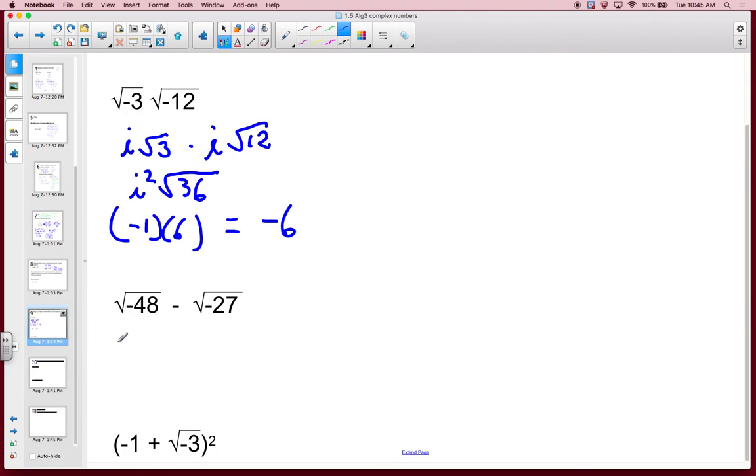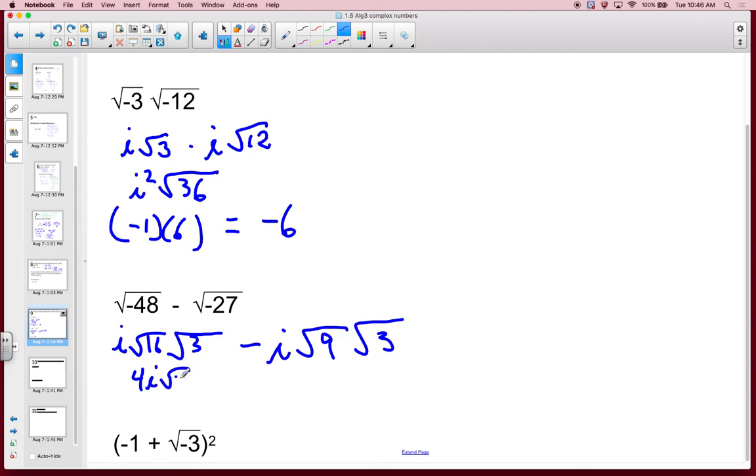So for this one, this will be an i. We can actually break this up and say, what's a perfect square that goes into 48? 16 is a perfect square that also goes into 48. So this will be a 16 and a 3. Minus, we have an i here, and we say what's a perfect square that goes into 27? It's a 9 times 3. So square root of 16, the principal root, is a 4i square root of 3 minus 3i square root of 3. 4i minus 3i is going to be a total of i square root of 3.